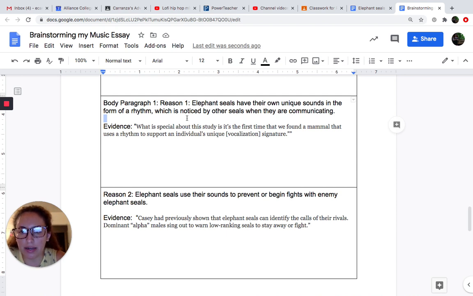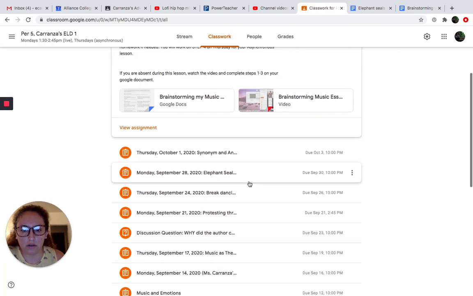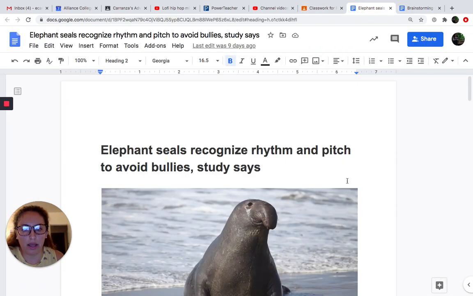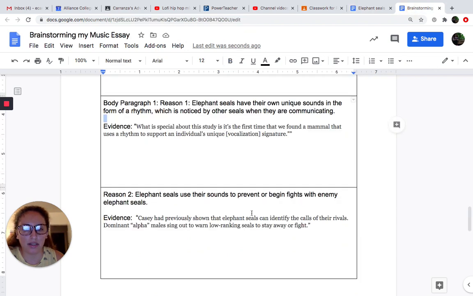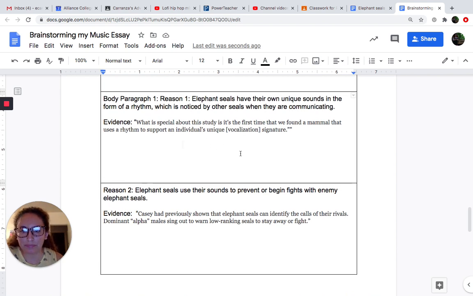And my evidence for that, I went to Google Classroom, looked for the elephant seal reading, and then found the line that talked about that. And the sentence is, "What is special about this study? It is the first time that we found a mammal that uses a rhythm to support an individual's unique vocalization signature." And then, of course, in the paragraph, I am going to explain what this quote is saying and explain how that shows that the seals communicate using their unique sounds.